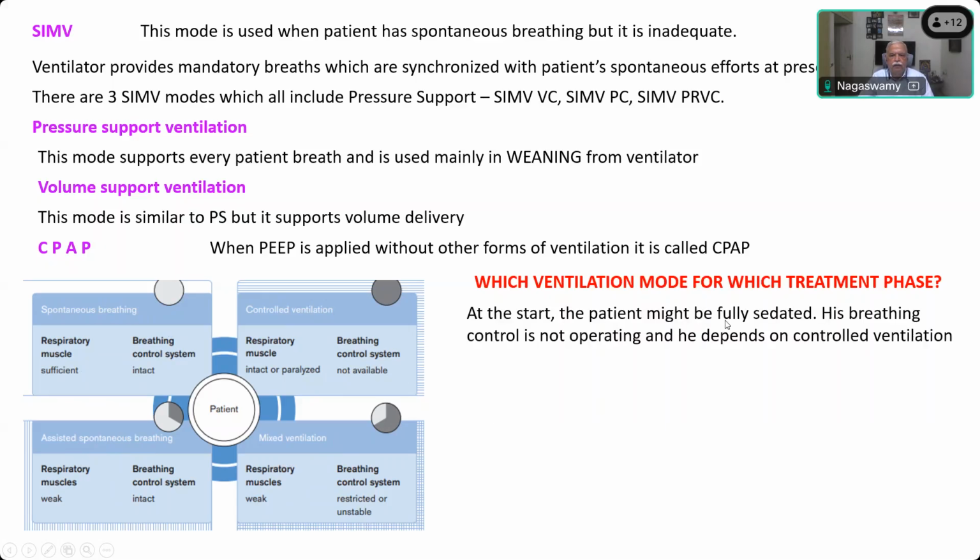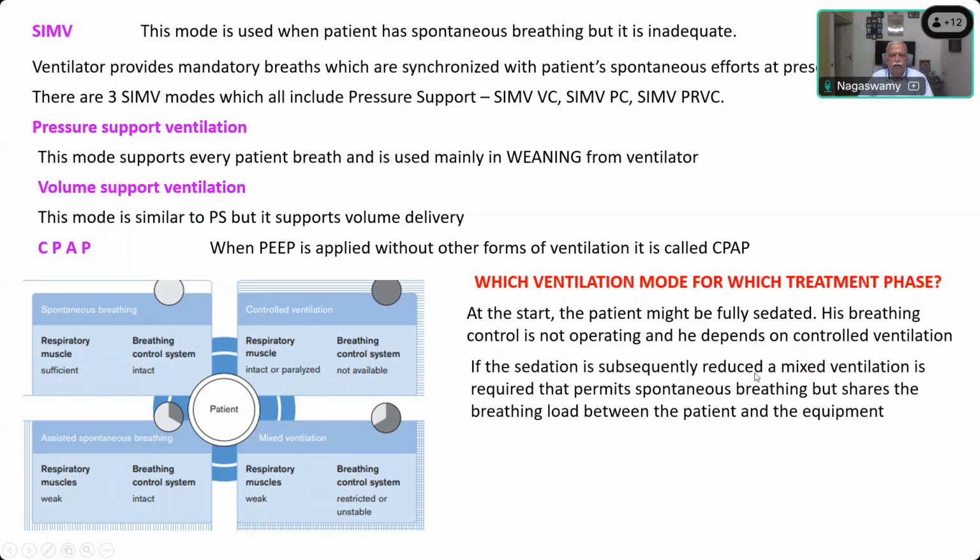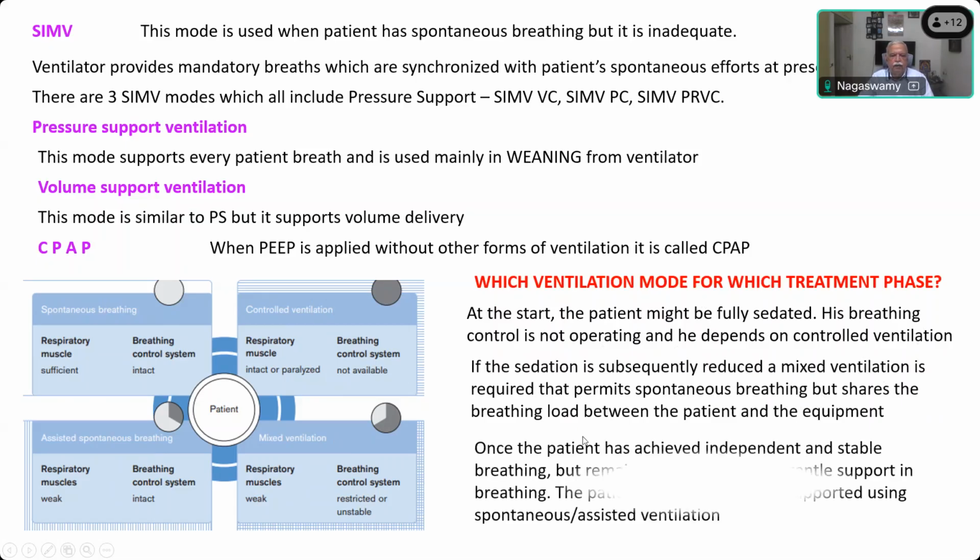So at the start, the patient might be fully sedated. His breathing control is not operating. He depends on control ventilation. If the sedation is subsequently reduced or his paralysis is wearing off, a mixed ventilation is required that permits spontaneous breathing but shares the breathing load between the patient and the equipment. Once the patient has achieved independent and stable breathing but remains weak, he requires gentle support in breathing, and it can be given using spontaneous or assisted ventilation. And of course, the last one is spontaneous breathing just before extubation. So this is the basis of all the modes of mechanical ventilation.